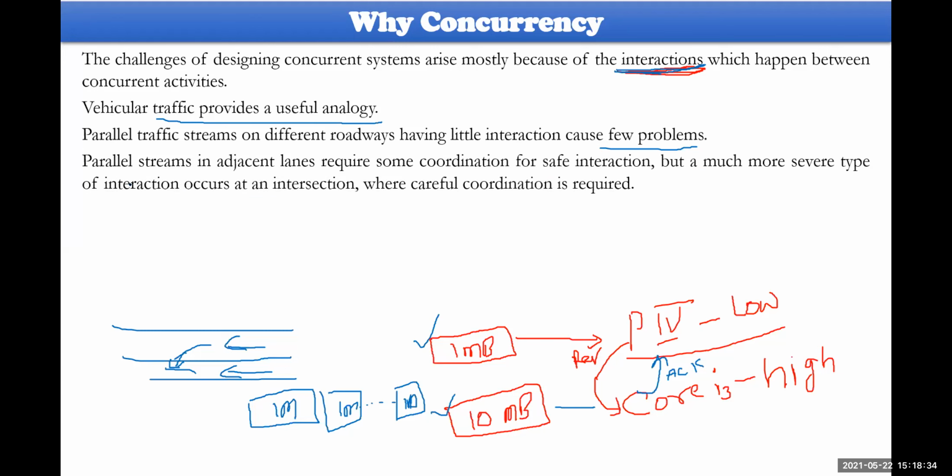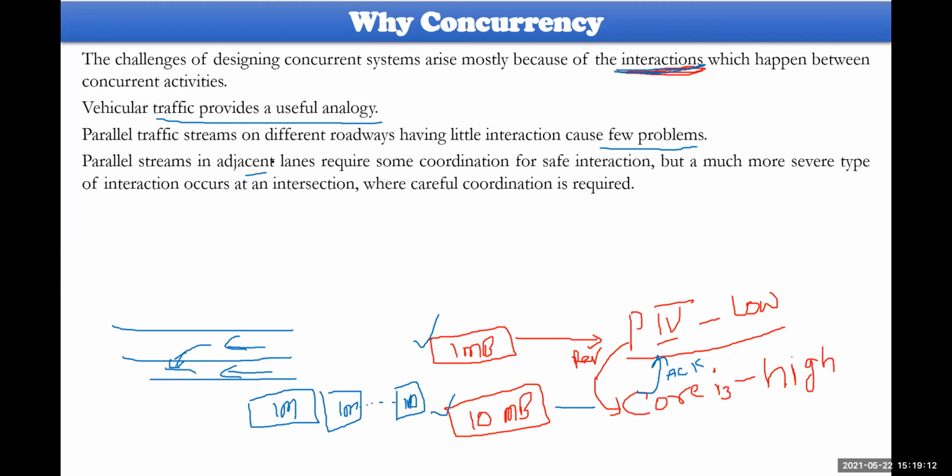Then, parallel streams or adjacent lanes are required to coordinate for safe interaction. Adjacent lanes in the sense that there might be mirrors outside of your vehicle. In two-wheelers also we have mirrors. You have to look at that mirror continuously while taking your journey. If any vehicle is following you, or any other vehicle comes faster than you, then obviously you take care of it.